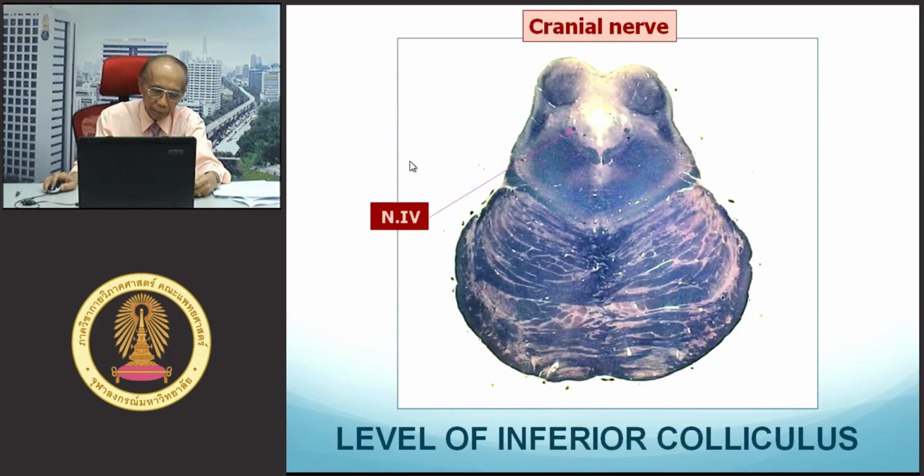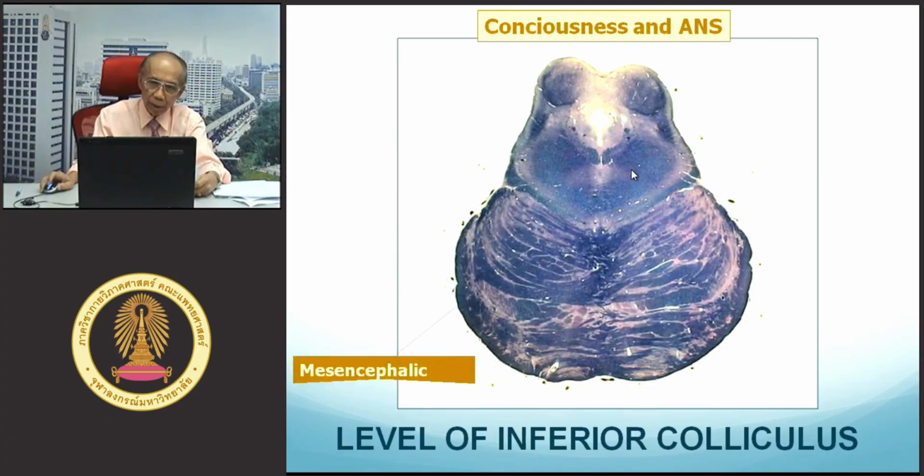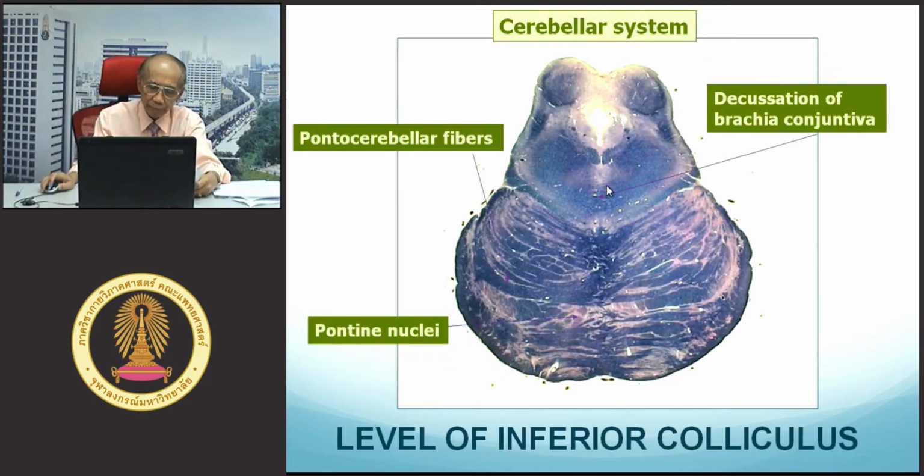The cranial nerve 4 or trochlear nerve here. The consciousness and autonomic nervous system will include the mesencephalic reticular formation. The cerebellar system includes the decussation of brachia conjunctiva, the pontocerebellar fiber, and the pontine nuclei.